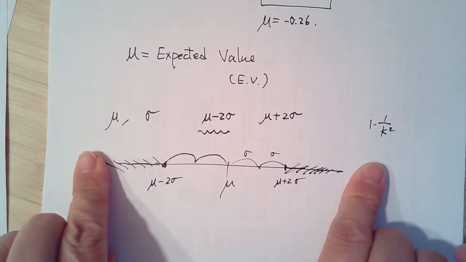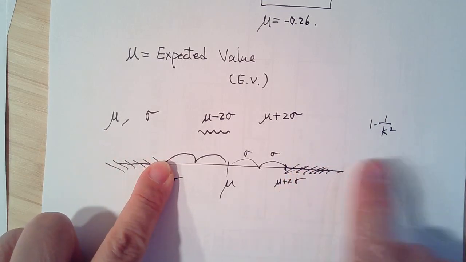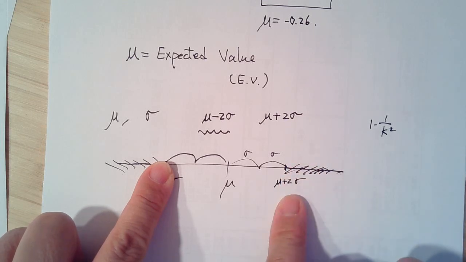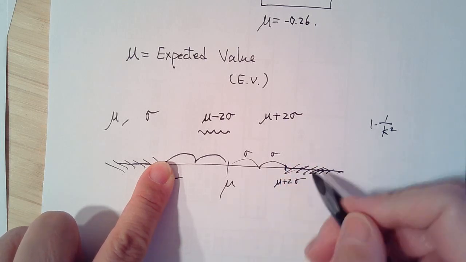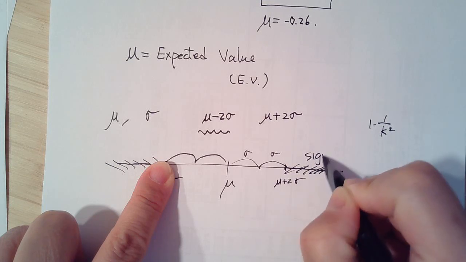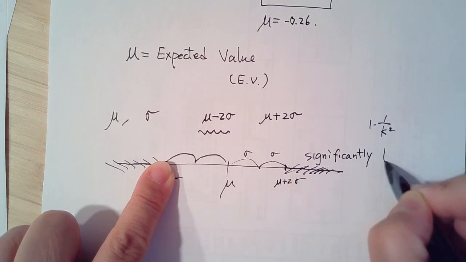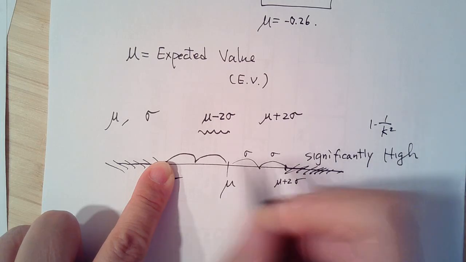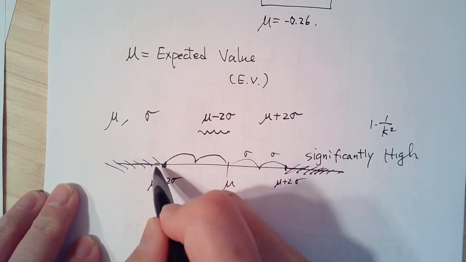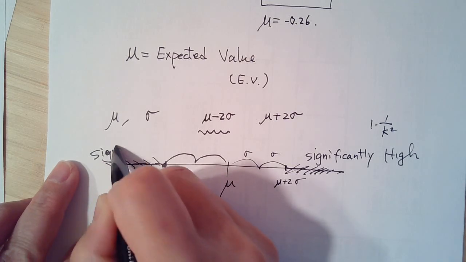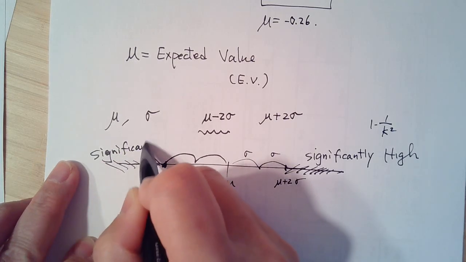If a number you see is really big, greater than mu plus 2 sigma, we're going to call this value significantly high. And of course, on this side, we're going to call all those values significantly low. Okay?